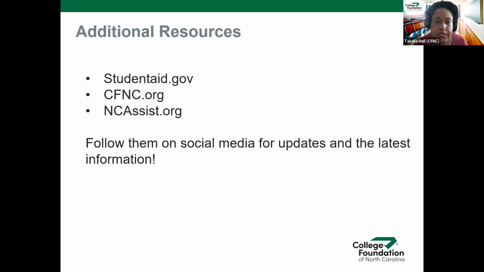Additional resources. We talked about some of these throughout the presentation, but I want to just make sure that you jot these down. Once again, we talked a lot about studentaid.gov. That's a wonderful website. CFNC.org has lots of career and college information available to you. NCAssist.org. You can definitely follow all these resources on social media so you have the latest and greatest information.